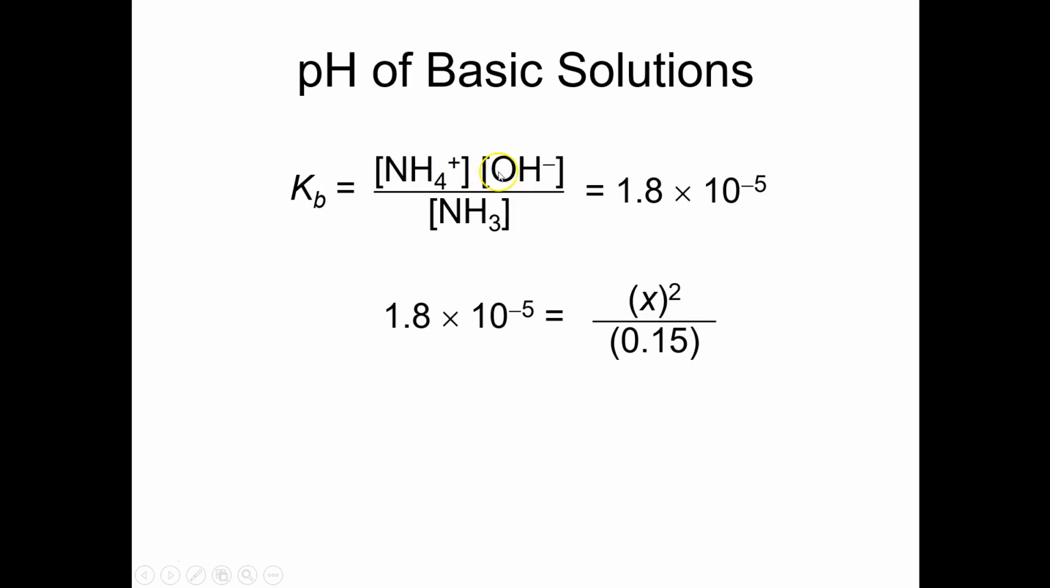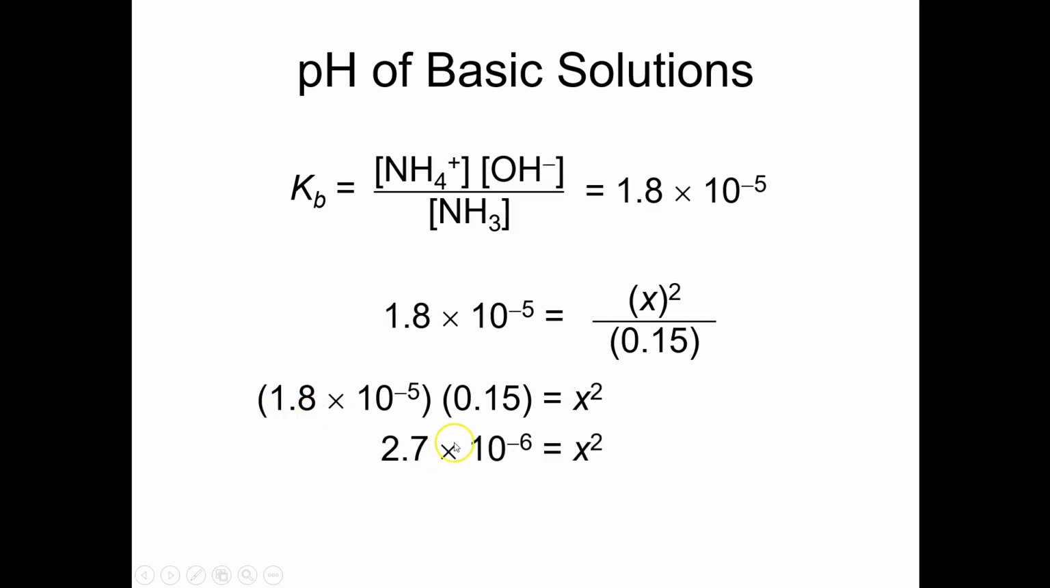So I'm just going to substitute these values into that Kb expression. Both the ammonium and the hydroxide were X, and so the numerator becomes X squared. The denominator was, for all intents and purposes, 0.15, so I'm going to put that in. And I set that equal to Kb. Multiply both sides by 0.15 so that I've got my X term on one side and all my numeric terms on the other. 2.7 times 10 to the minus 6 is equal to X squared. Taking the square root of both sides, I get that 1.6 times 10 to the minus 3 is equal to X.